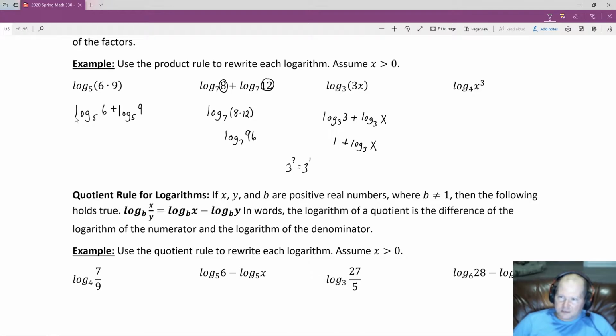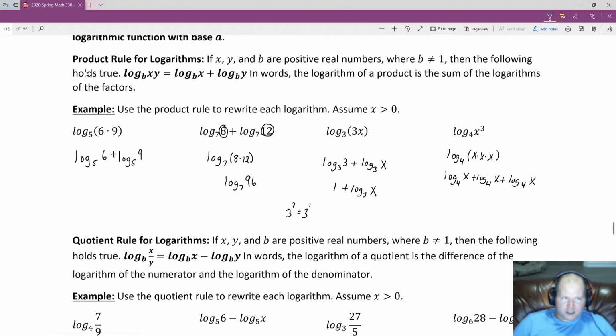This one's going to be a little bit different. We're using the product rule. Later on, we're going to learn the exponent rule. But if you use the product rule, this is really the same as saying, well, that's the log base 4 of x cubed. Because it's x to the third power, that's really x times x times x, which is log base 4 of x plus log base 4 of x plus log base 4 of x. And that's it.